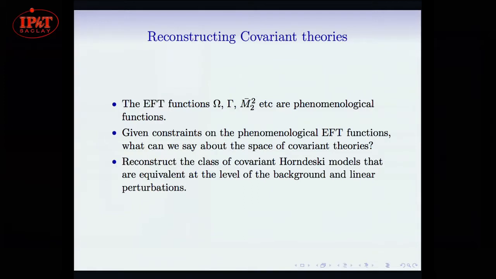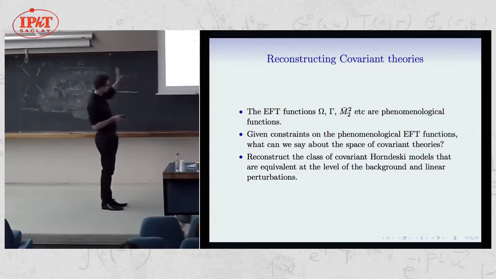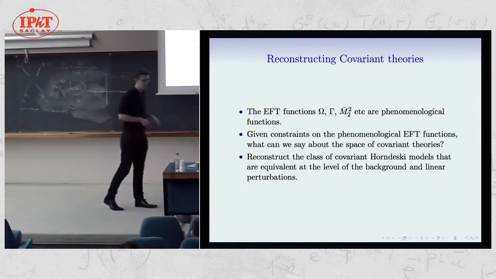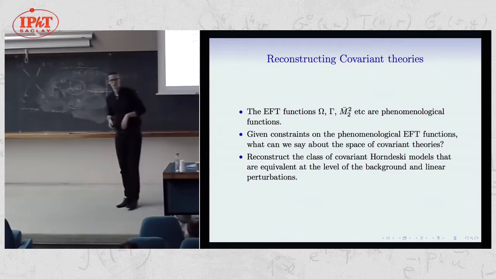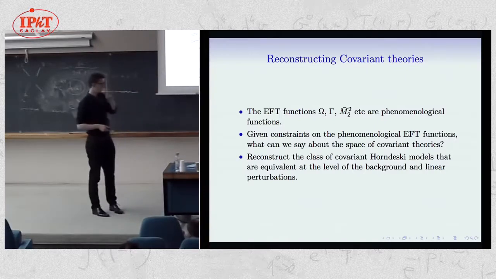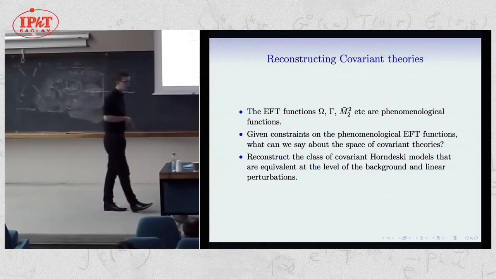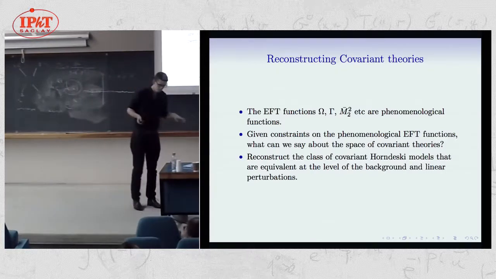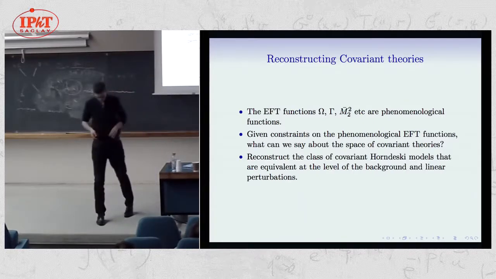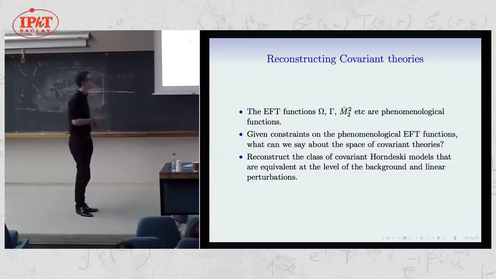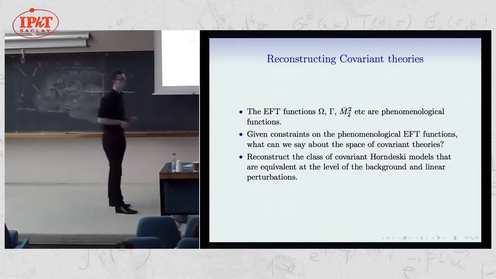Horndeski models that are equivalent only at the level of the background and linear perturbations. Of course, there's going to be a lot of degeneracy between the different theories. We've seen there can be vector-tensor theories that give rise to an alpha_M, for example. But if we're asking the specific question of just Horndeski, what specific Horndeski model gives rise to the alpha_M's?